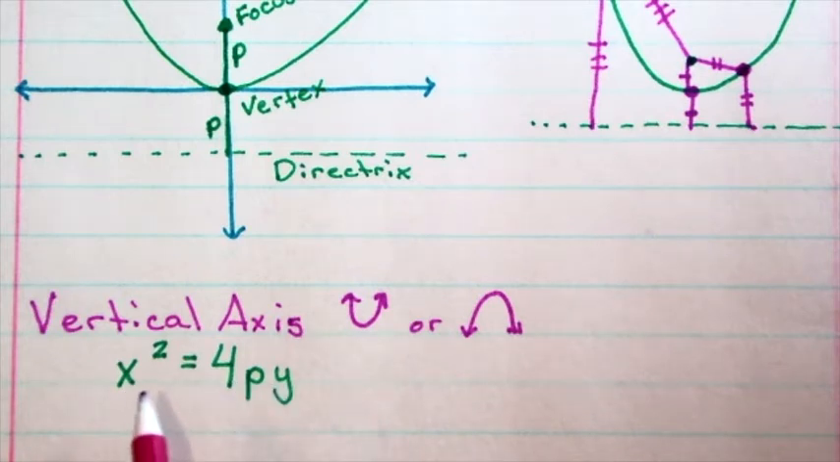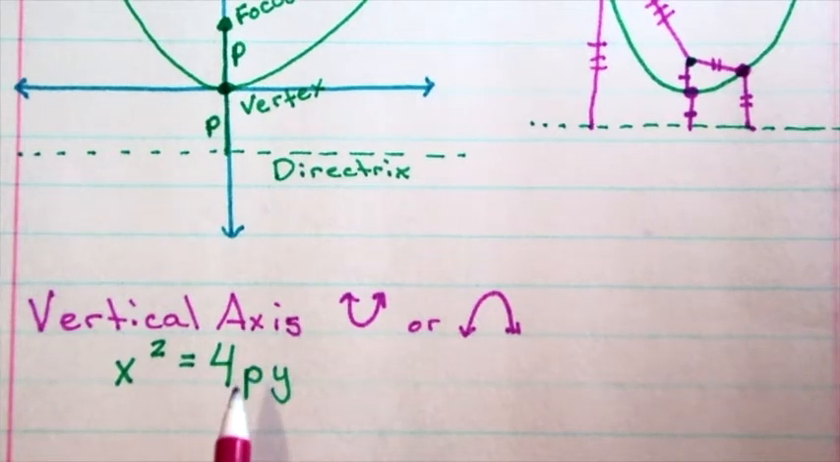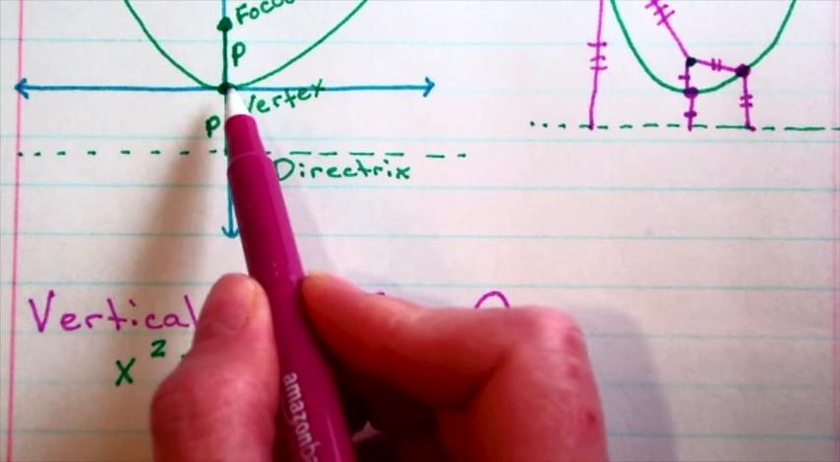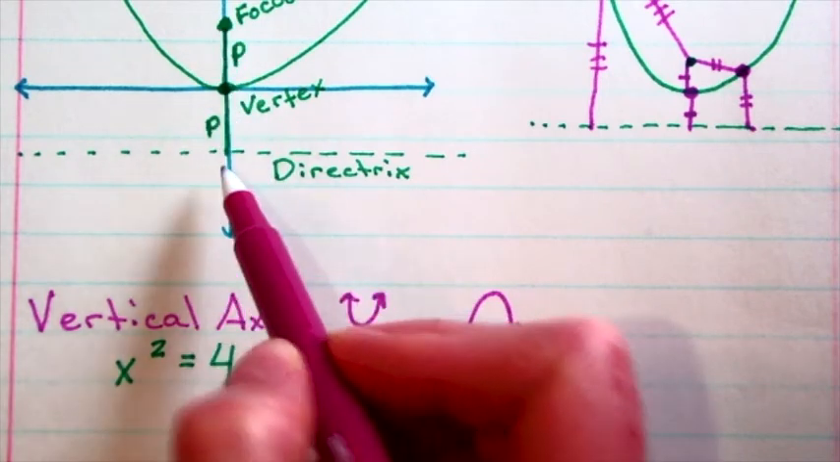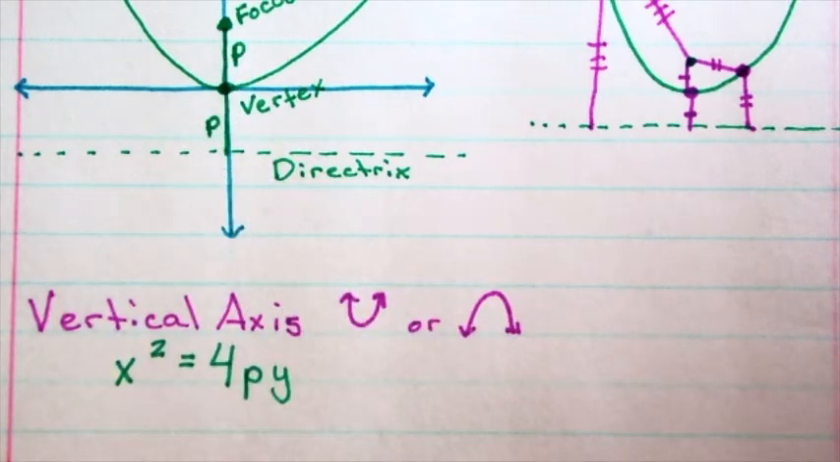So we isolate that x squared piece, and we've added in this p-value. Now we already know what the p-value is going to represent. It's going to represent the distance from the vertex to the focus and from the vertex to the directrix. So this is going to give us a little bit more information. Instead of just drawing that curve, we'll have some more information that we can use to sketch out that parabola.